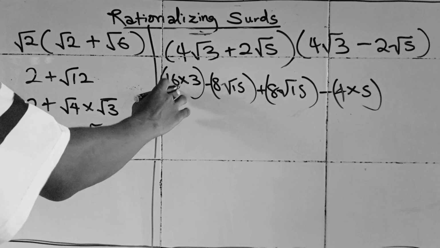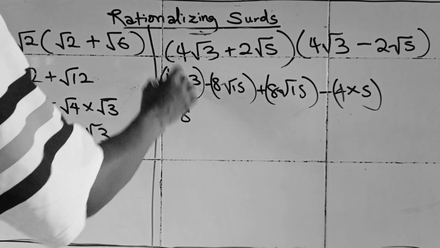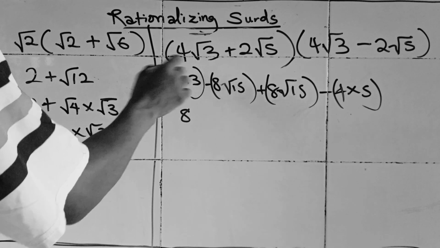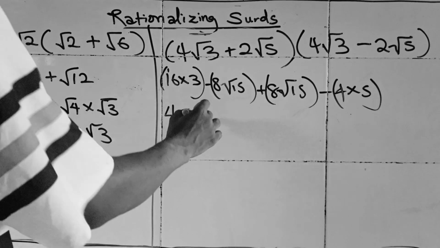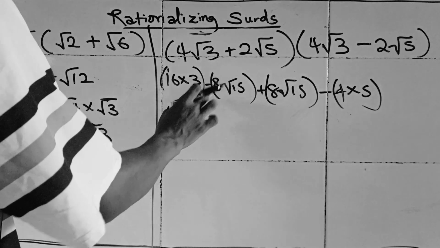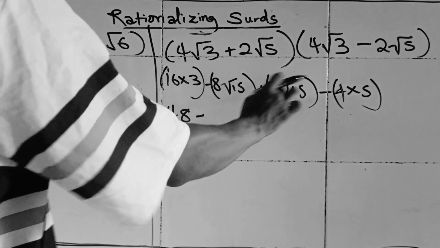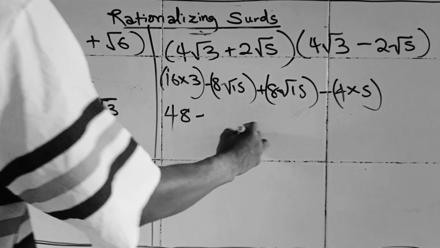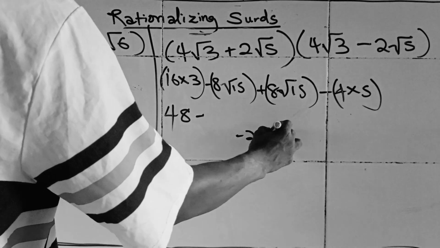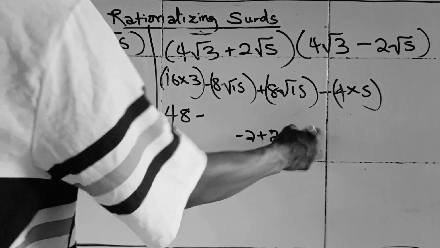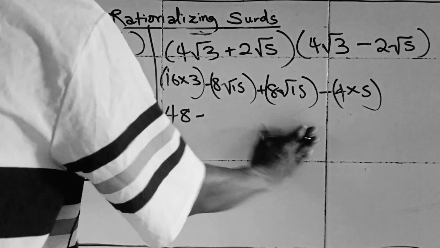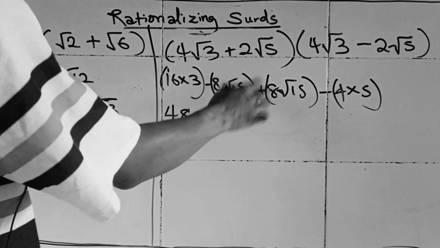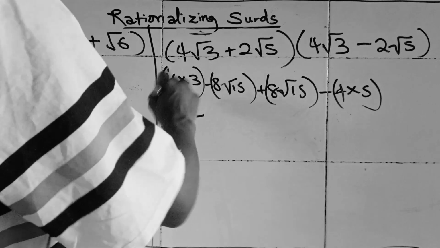16 times 3. 3 times 6 is 18. Put down 8, you carry 1. 3 times 1 is 3 plus 1, 4. 48. Good. Now, minus 8 root 15 plus 8 root 15 is just like minus a plus a. You know that will give you 0 in algebra. That's the same thing you apply here. So minus 8 root 15 plus 8 root 15 will give you 0.